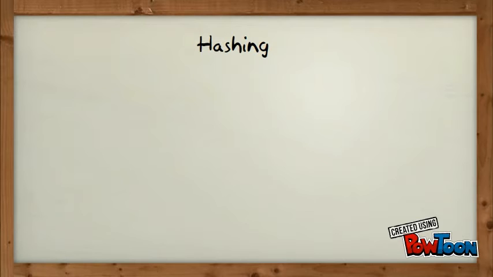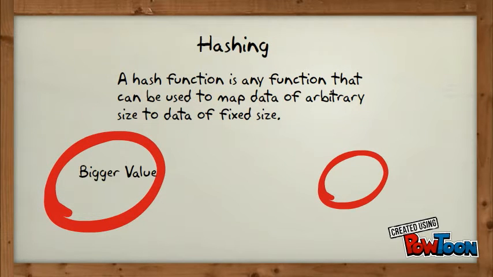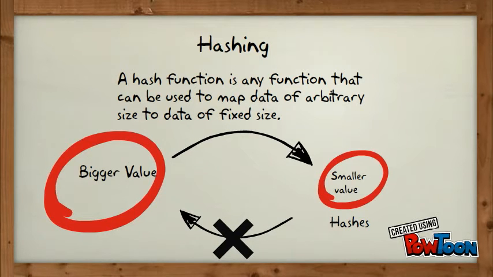Now let's move on to hashing. A hash function is a function which is used to map data of arbitrary size to data of known size. So a bigger value is usually mapped to a smaller value, and when the bigger value needs to be called, it is done using the smaller value.